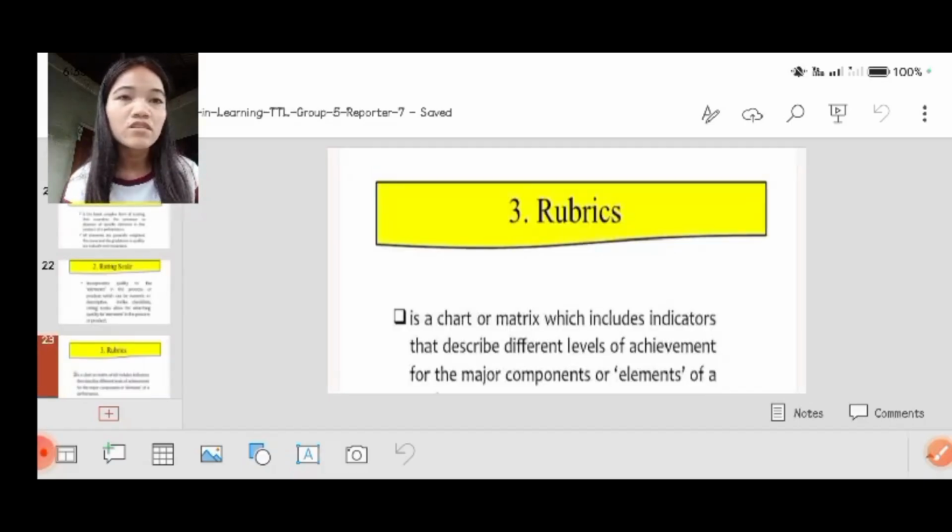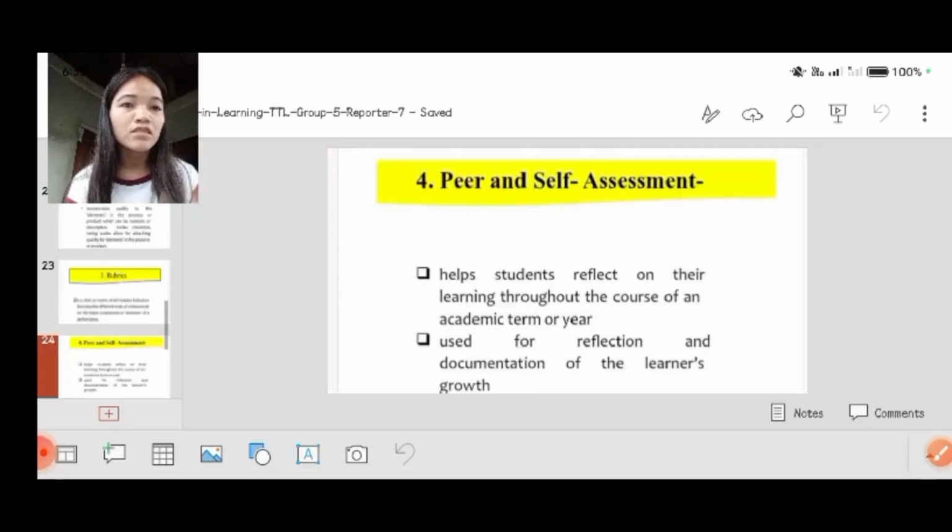So, number 3 is rubrics. A rubric is a chart or matrix which includes indicators that describe different levels of achievement for the major components or elements of a performance. So, this is the rubric, a detailed guide for scoring to see the criteria and the level of performance for each criterion. It clearly explains what is expected from the students.